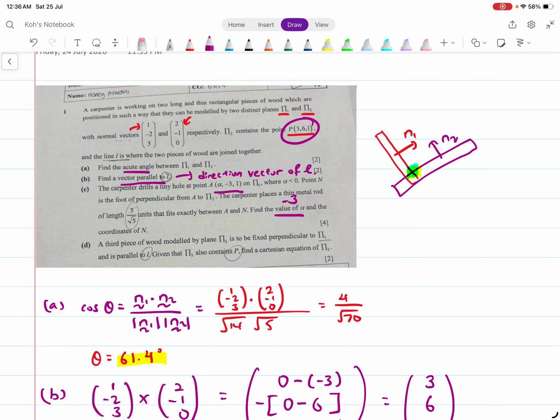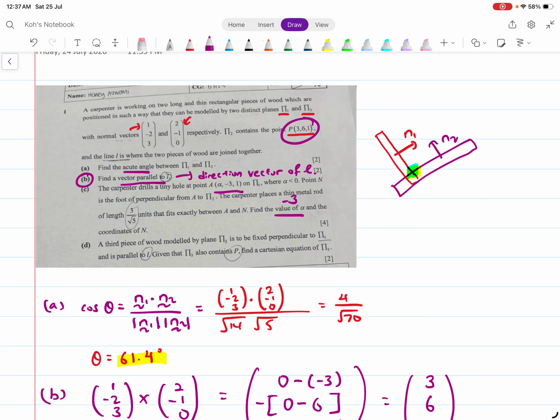A third piece of wood is molded by this plane pi 3 to be fixed perpendicular to this pi 1, plane 1. And it's actually parallel, meaning that this plane 3 is parallel to the line L. Now the line L, of course, we actually get the direction vector from part B.